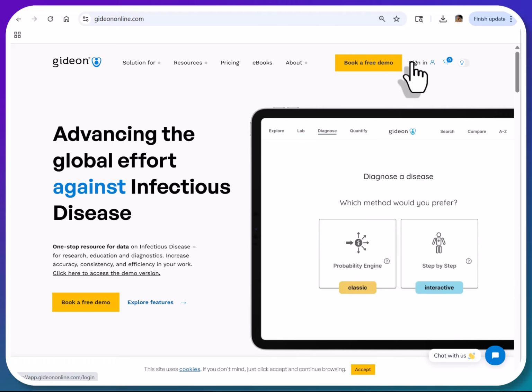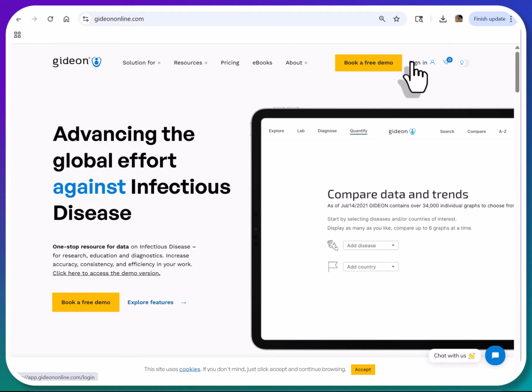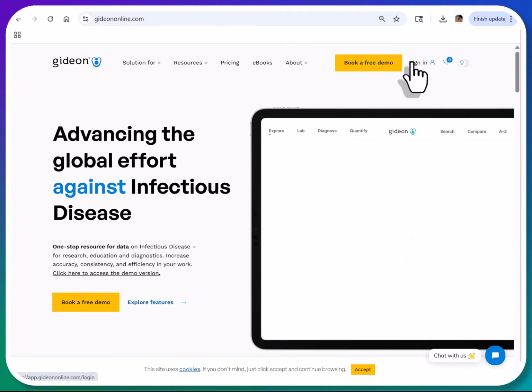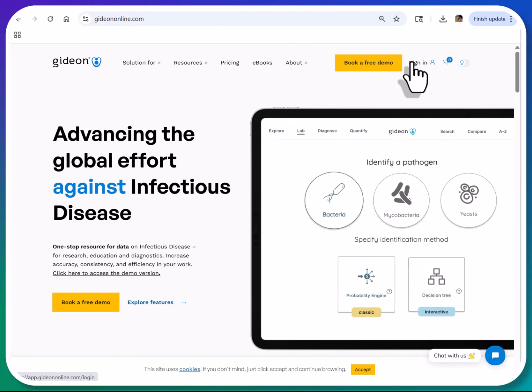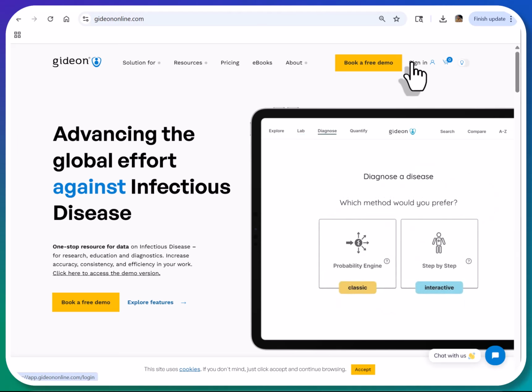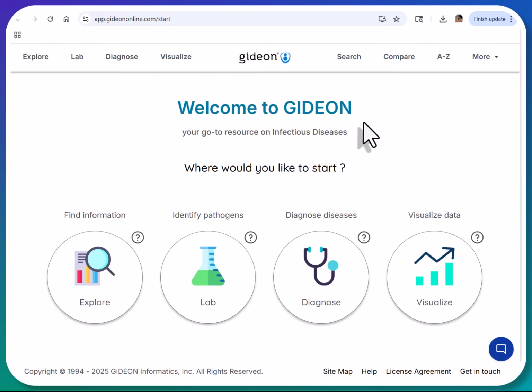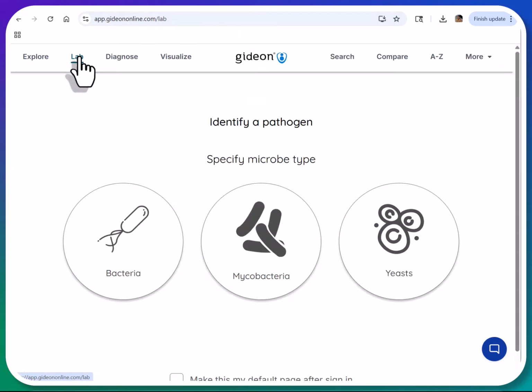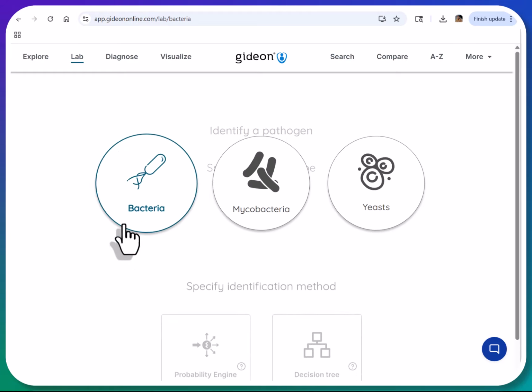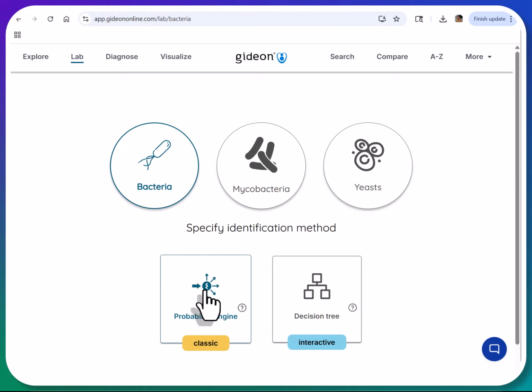identify our unknown organism. If you are at UF, you can either log in directly if you're on campus, or you can use your VPN and then sign in. It should recognize you through the University of Florida. And to identify our organism, we will go to the lab button, we will go to bacteria, and then we go to the probability engine.